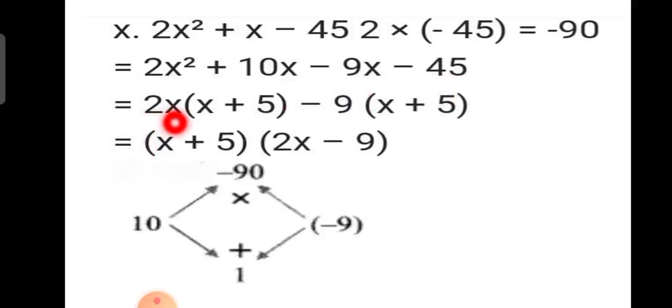So 2x is the common factor, so x plus 5, minus 9 is the common factor, again x plus 5. So x plus 5 and 2x minus 9 are the factors. Okay. So in this way you can solve these examples.